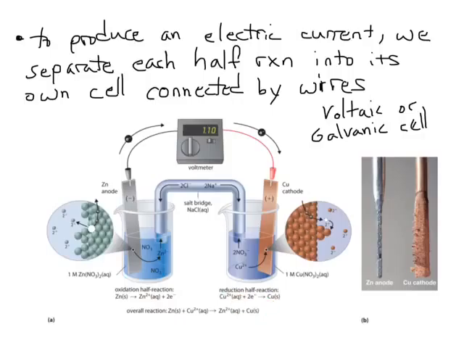In fact, that's usually how galvanic cells are drawn. They're drawn with the oxidation on the left and the reduction on the right. That's not anything that has to be guaranteed, but it's typically done that way.